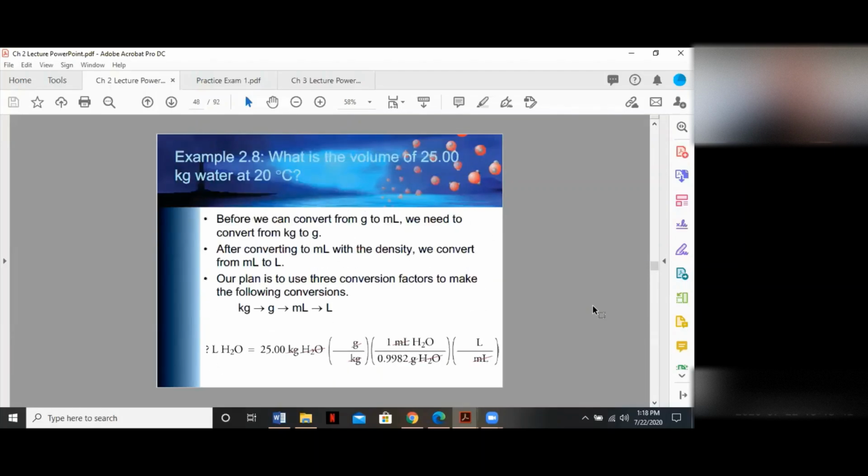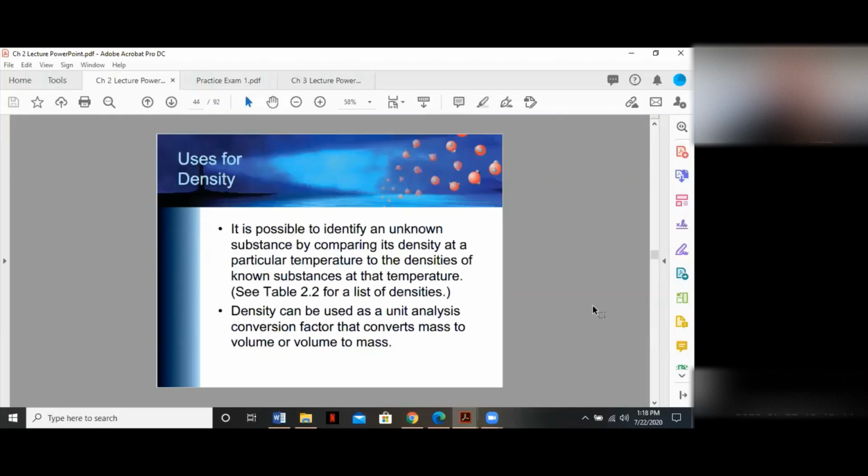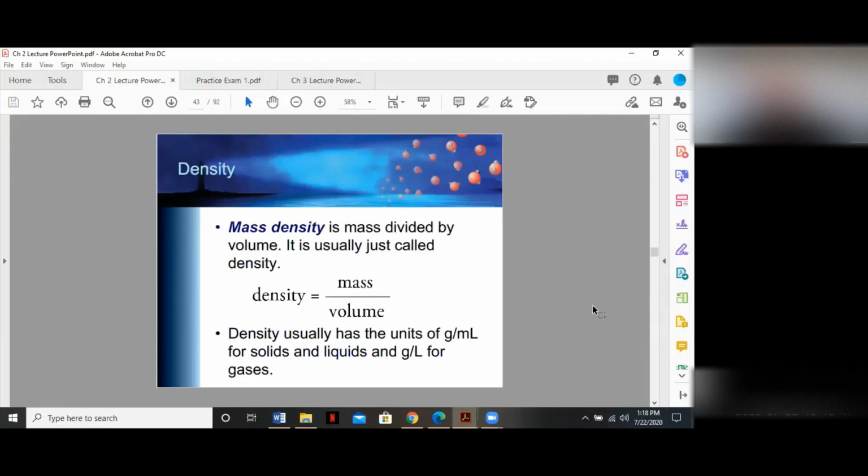This matter, when it has a density value, this density value is a constant value. What is that supposed to mean? What it means, if I have a water bottle that does have water, this water, regardless of its source, will have a density value that is constant.